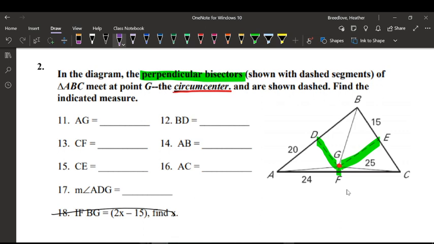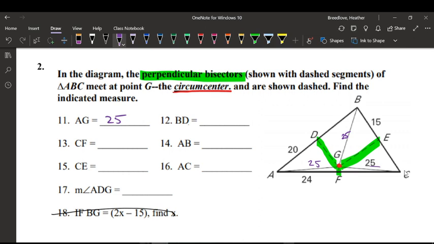So AG, what is the segment AG from A to G? So here. What is the length of this? Well, that is the distance from angle A to the circumcenter G. So that would be the same as the distance from G to angle B, or from G to angle C. And G to angle C has a number. It's 25. So that means G to A is also 25. And it didn't ask, but G to B is going to be 25, because the circumcenter is the same distance to all of the angles.